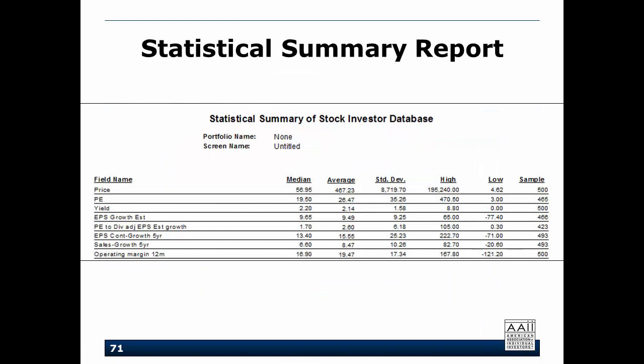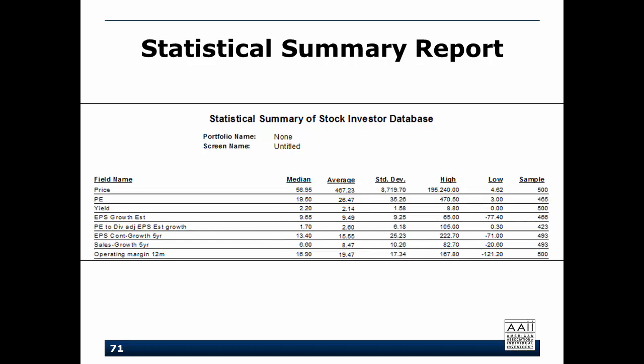Now there's a lot of data in here. First of all, you have all of the data points that make up whatever view you chose. In this case, again, it's the Web Neff view that I've talked about multiple times. You then have the median, the average, the standard deviation, the high and the low for each of these. So as of the end of September, for example, the median PE for the companies that are in the S&P 500 was 19.5. The average was 26.47. The standard deviation was 35.28.